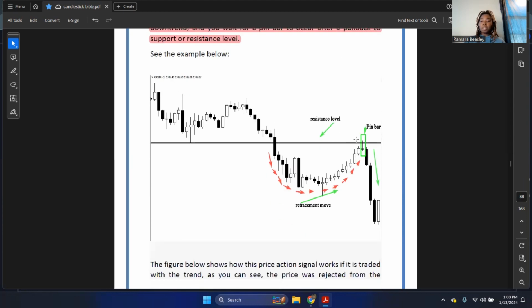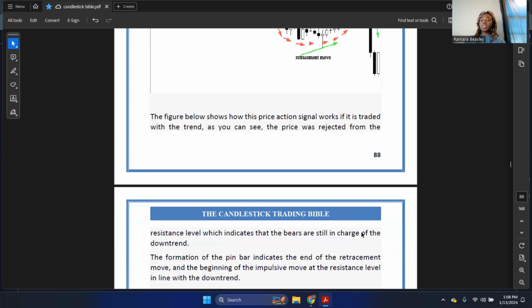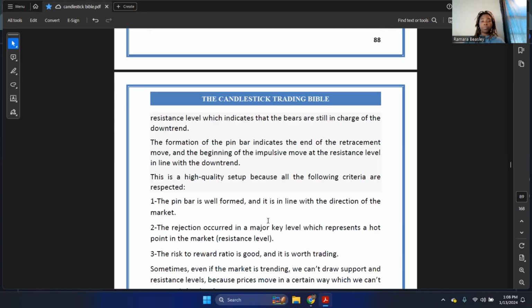So it pulled back to that resistance level, pin bars form. In this case, since we're looking for the sells, we want that pin bar to be shooting down, and she shot down. So it says the figure below shows how this price action signal works if it is traded with the trend. As you can see, the price was rejected from the resistance level, which indicates that the bears are still in charge of the downtrend. The formation of the pin bar indicates the end of the retracement move and the beginning of an impulsive move at the resistance level in line with the downtrend.